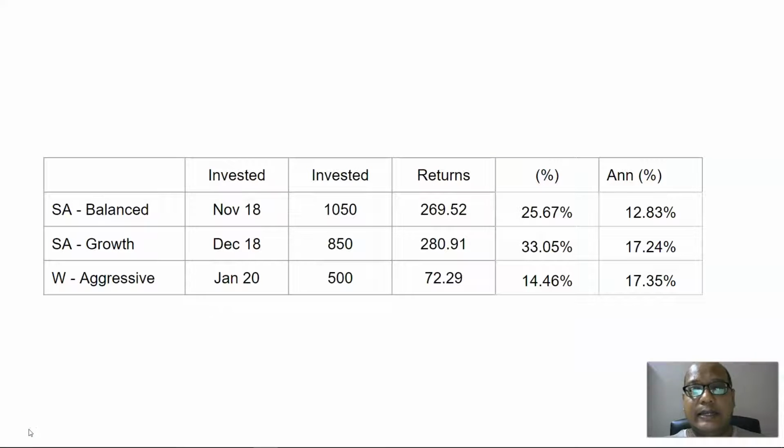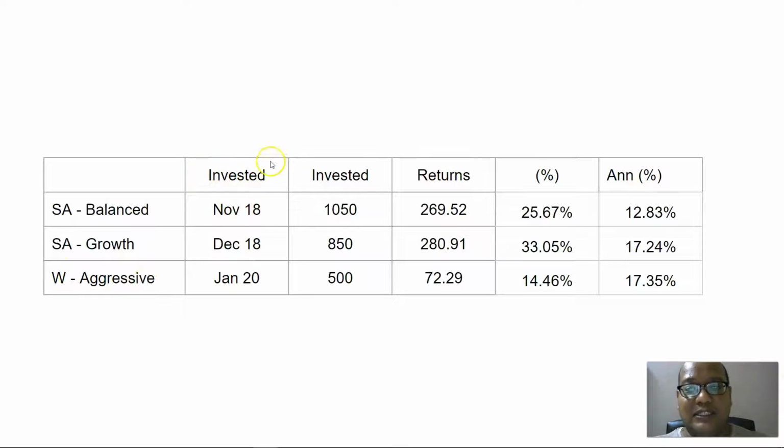This is our last slide, and I want to give a quick disclaimer. When I analyzed some of the returns, it was done on a rough approximation or a rough estimation. Given that this is a one-man YouTube channel, these are the resources we can work with, but it's the same calculation which I'm doing across the board. Over here, I've already listed down my investments. SA stands for StashAway Balanced Fund, the next SA stands for StashAway Growth Fund, and finally W stands for Wahid Aggressive Fund.